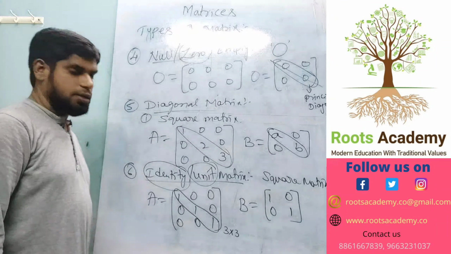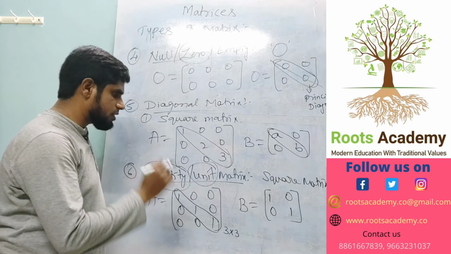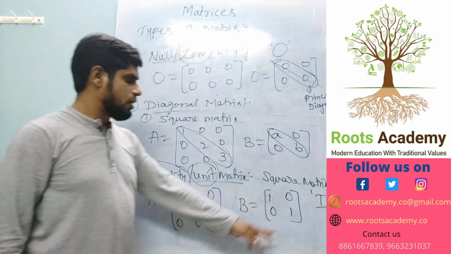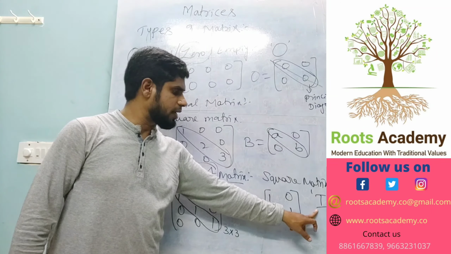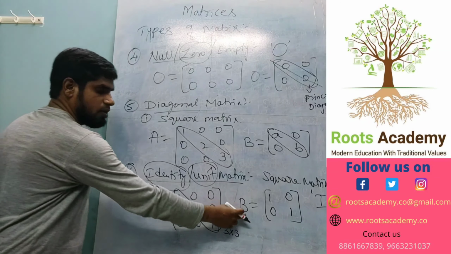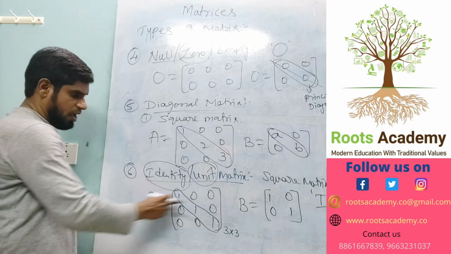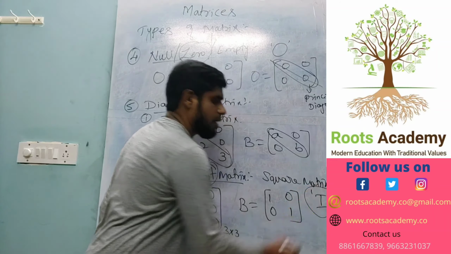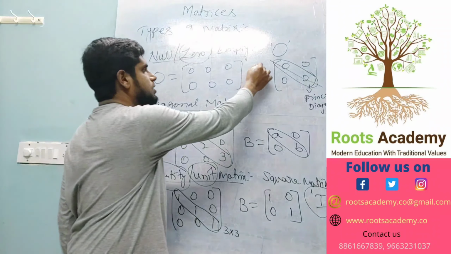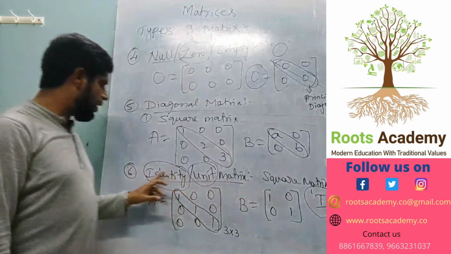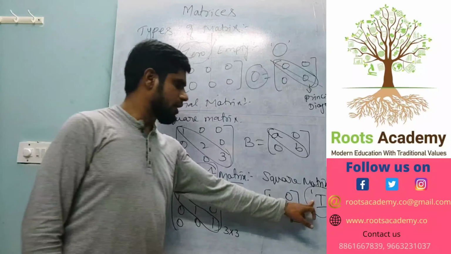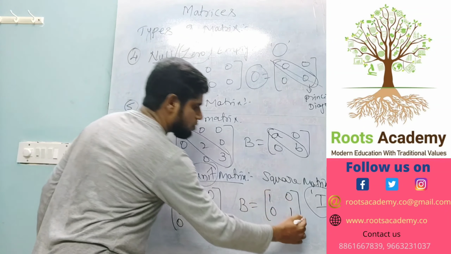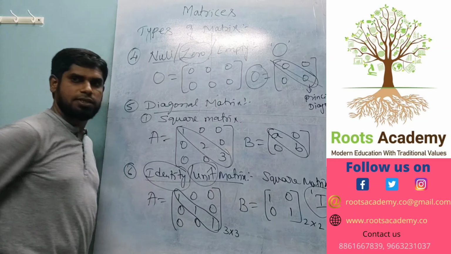In general, the identity matrix is represented by capital I. I cannot write A, B here; just to give an example, I wrote A and B as names of matrices, but in general it is represented by I, just as the null matrix is represented by 0. So the identity matrix is represented by capital I. If it is 3 cross 3, it should be like this. If it is 2 cross 2, it must be like this.